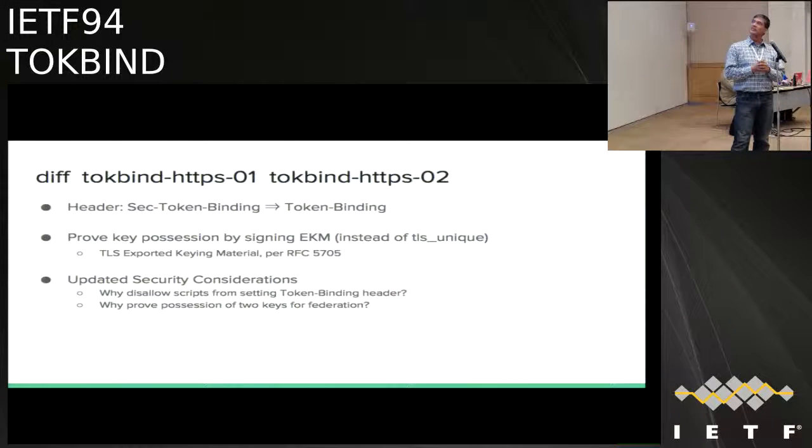The second big change is that we moved from using TLS unique as the secret between client and server on the TLS connection to using EKM, the exportable key material. Basically, TLS unique didn't have enough randomness in it, and it was a little unsafe against some attacks. And then we updated the security considerations section of the spec, discussing two key items. Why do we want to disallow scripts from setting the token binding header? And why do we need to prove possession of two keys for federation?